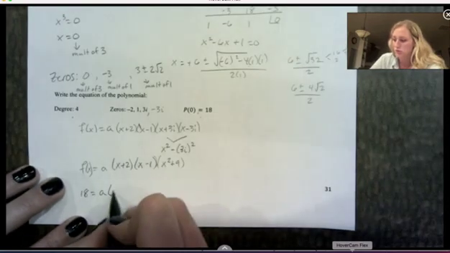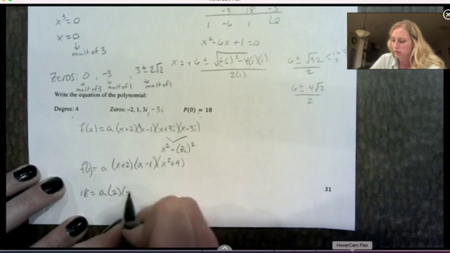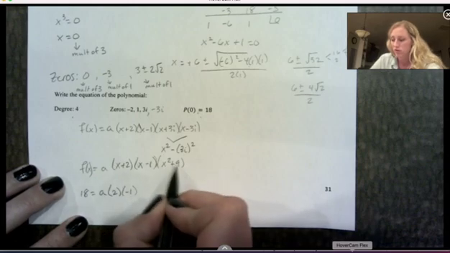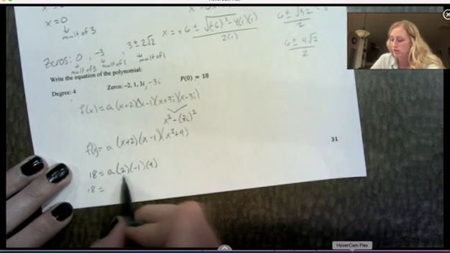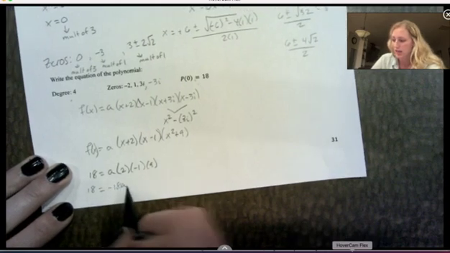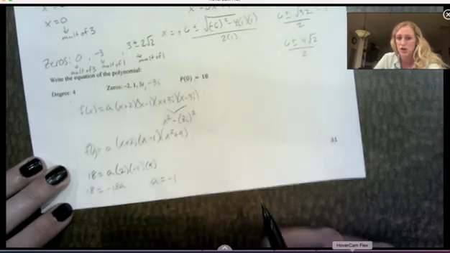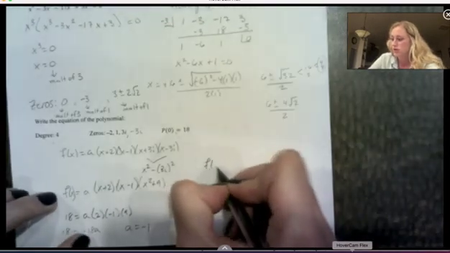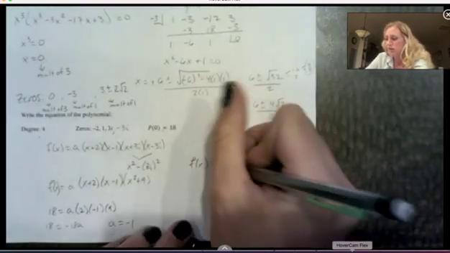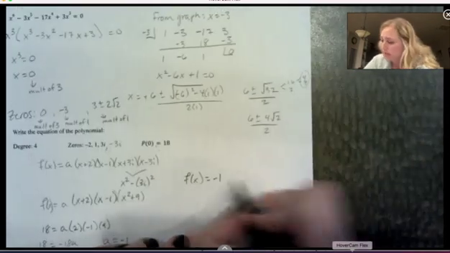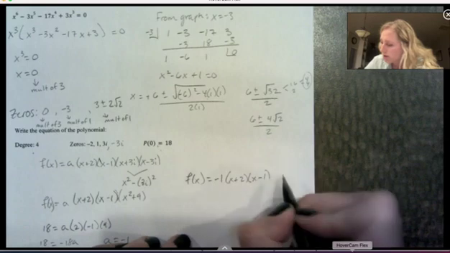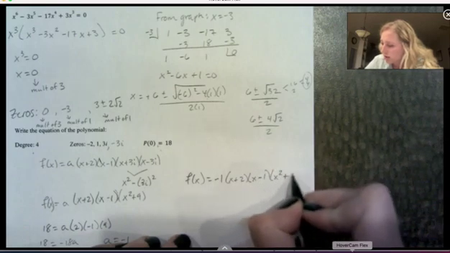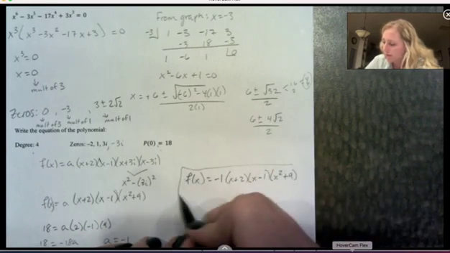So 0 plus 2 is 2. 0 minus 1, negative 1. 0 squared is 0, plus 9 is 9. So I get 18 equals negative 18a. So a then is negative 1. So our final equation for this polynomial has leading coefficient negative 1, and then I'm going to leave it in factored form.